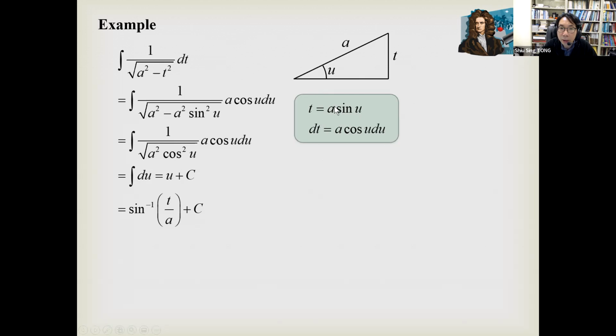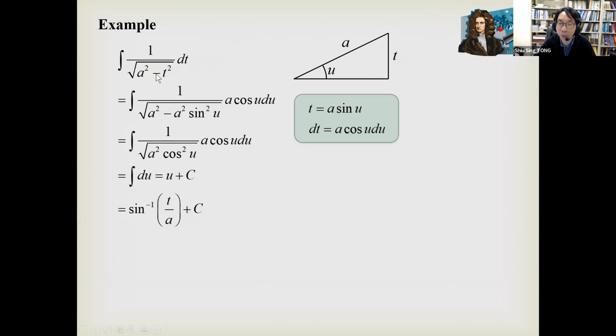Because I noticed that if I put t as a sine u, t squared will become a squared sine square u, and after I factor out a factor of a squared, the guy inside the square root sign will be 1 minus sine square u. And 1 minus sine square u by the trigonometrical identity is cosine square u. And by taking the square root, I only obtain cosine u. And that solves the problem.